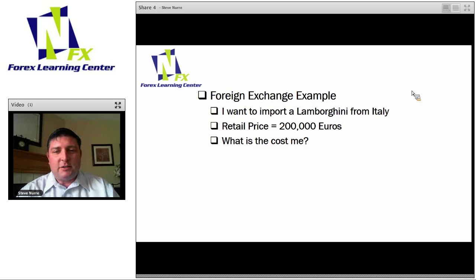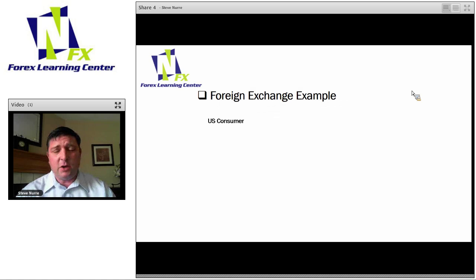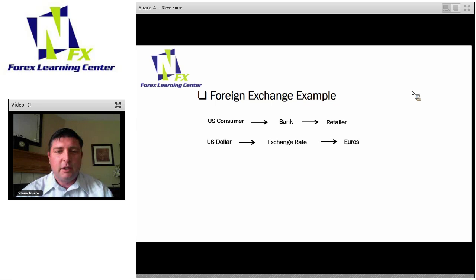The Italian retailer says, okay, we can do this entire transaction for you. It's going to cost you 200,000 euros, because what do they spend in Italy? They spend euros. But what is going to be the actual cost to me? Because I live here in the United States, and so I use US dollars. Well, for this transaction, me as the US consumer, I'm going to have to give my bank a call, because I'm going to have to exchange those US dollars into euros so I can pay for the Lamborghini with the Italian retailer. So my US dollar, via an exchange rate, has to be exchanged over into euros. This exchange rate right there in the middle is going to tell me how much it's actually going to cost me in US dollars.